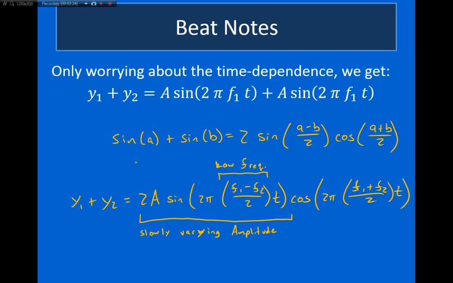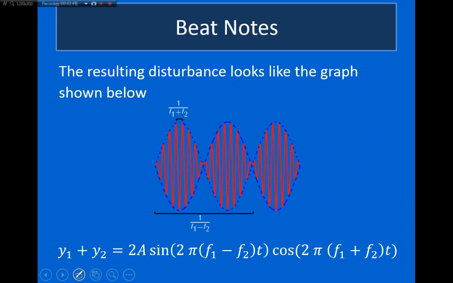And this second term, because we're adding the two frequencies together, has a very high frequency. And we can think of this term as a high-frequency wave. So we have a high-frequency wave with a very slow changing amplitude. So the resulting disturbance we get looks something like this. So here I've got this blue dashed line that's showing that slowly changing amplitude, and inside here I have this high-frequency wave.